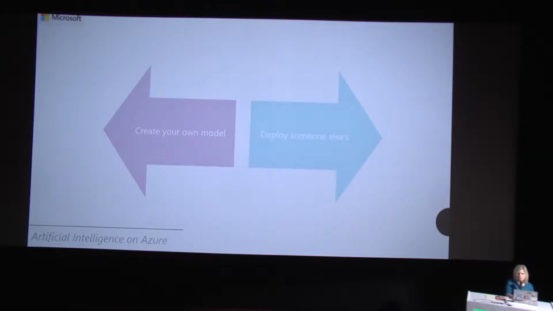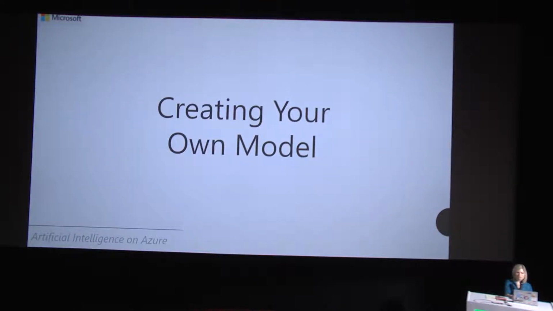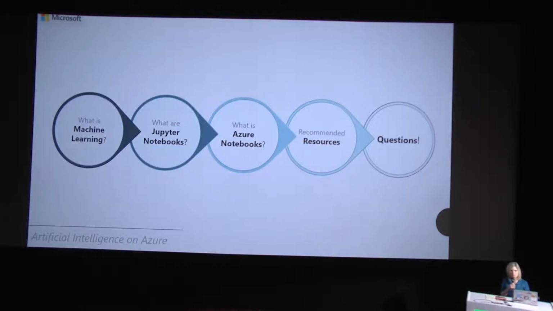As I mentioned before, there are really 2 options. You can either build your own model, roll your own, or you can deploy somebody else's. Yesterday we talked about deploying somebody else's, and today we're going to talk about that first piece, actually creating our own. The roadmap for this talk is, as I mentioned, we're going to talk about what machine learning is and what it isn't. And deep learning falls into that. Deep learning is a subset of machine learning.